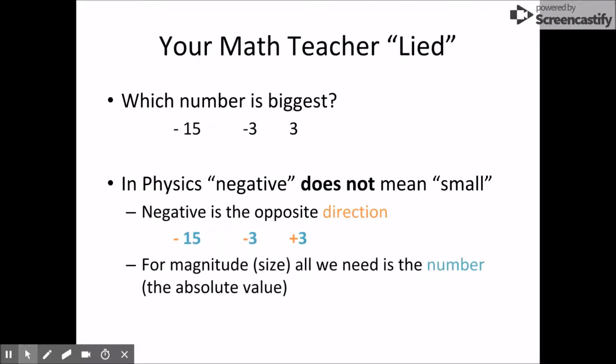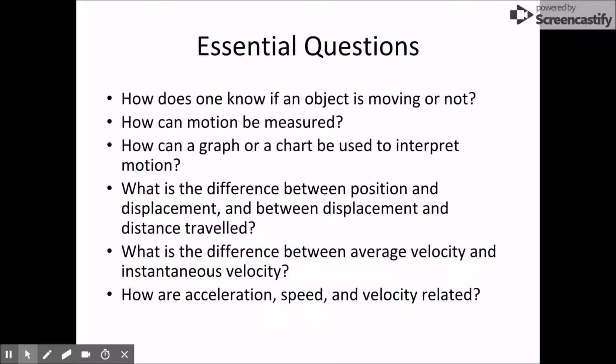Precisely. For magnitude, all we need is the number. There is no such thing as a negative distance. And again, the negative only indicates its direction, nothing about its magnitude.